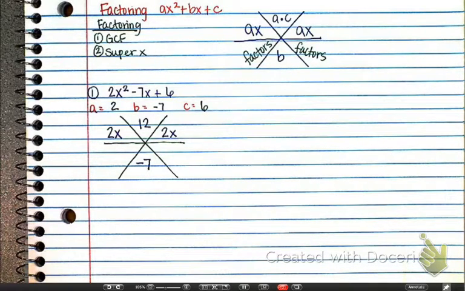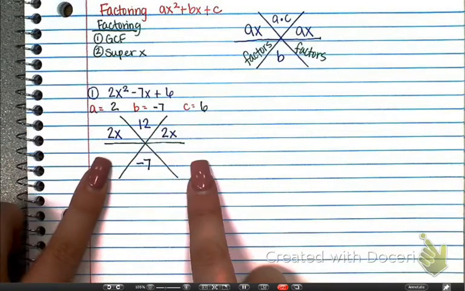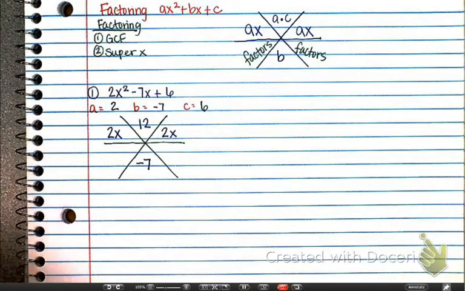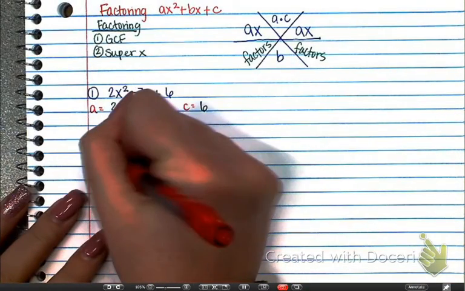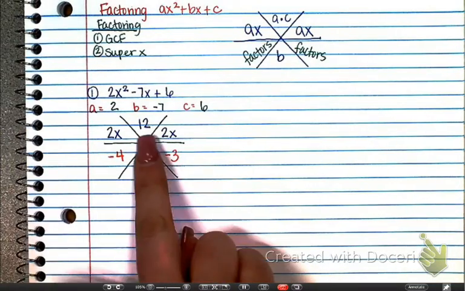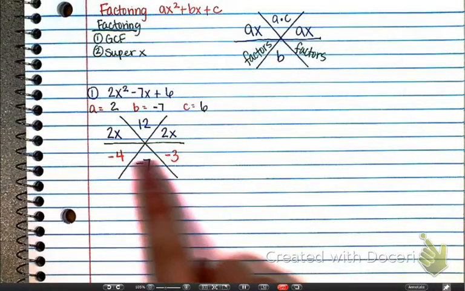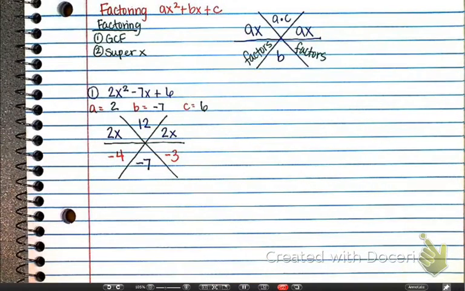Okay, same steps as yesterday. I need to think of 2 numbers that multiply to 12 and add to -7. Go ahead, Connor. -4 and -3. So let's check. -4 times -3 is +12. -4 minus 3 is -7. Okay? Now here's where our additional step comes in.